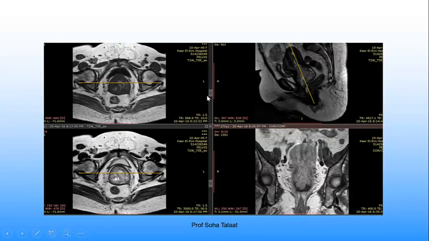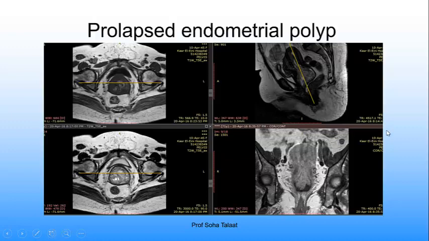And this is our case. If you can see, this is an intracavitary mass, the broccoli sign. This is the pedunculated prolapsed mass, but this mass is relatively hyperintense compared to the myometrium, and it shows cystic changes. So this is with polyp. There are cystic changes present in it. So this is a prolapsed endometrial polyp.